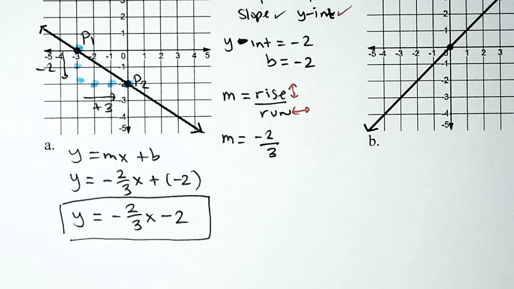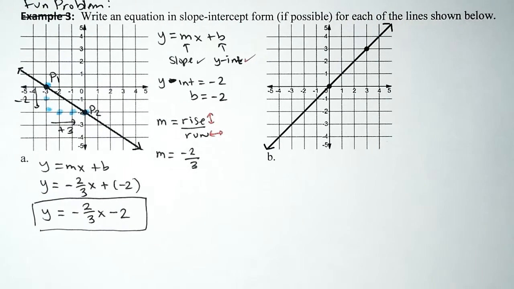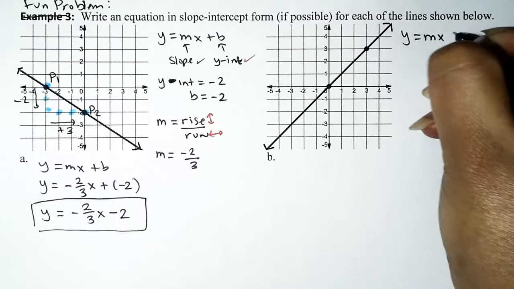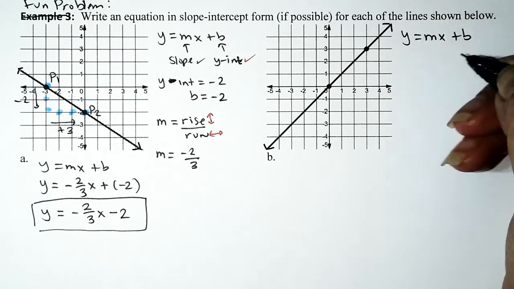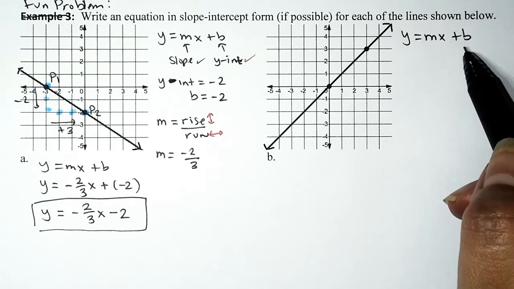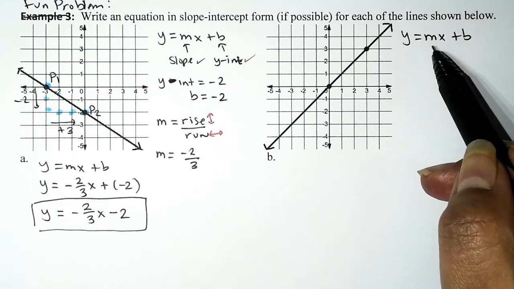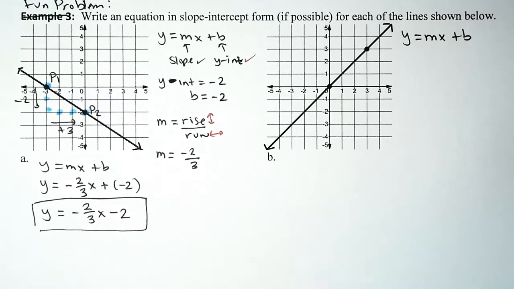Cool. So for problem B, we have another nice graph. We are asked to write it in slope-intercept form. An equation is said to be in slope-intercept form if it looks like this: y equals mx plus b, where m is our slope and b is our y-intercept. It doesn't matter which of the two you find first, you just have to find them both. For me, it's easier to identify the y-intercept first, so that's what I'm going to do.